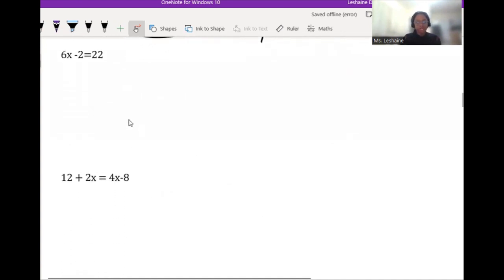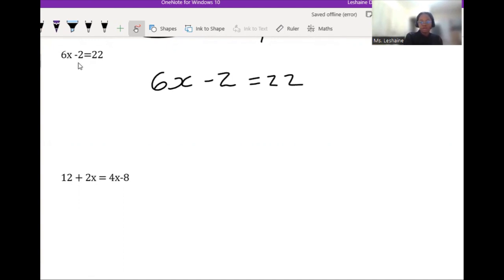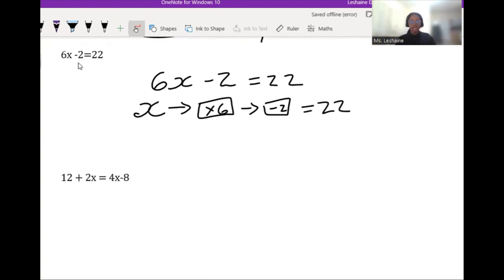In this particular question, I am told that I have 6x minus 2 equals 22. What's my variable? My variable is x. So I took my x, I multiplied it by 6, then I subtracted a 2, and it gave me 22. So I'm just writing the equation again in a different form.